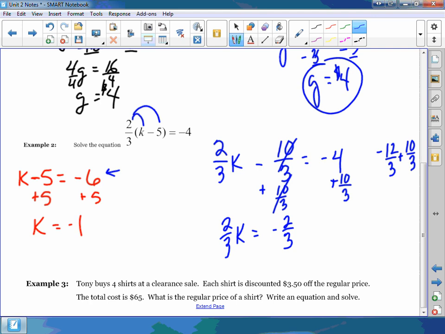And then we're going to do that final step that we did up first in the other side: we're going to multiply both sides by 3/2. And yes, we are left with k equals -1, because these cancel out, and you're left with your negative here, but it's -1.